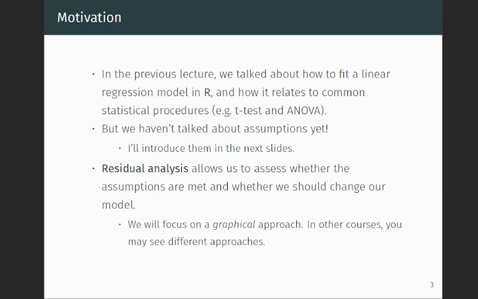In this course, we'll focus on a graphical approach to residual analysis. In other courses you may see different approaches. You may see approaches based on hypothesis testing. But in this class we'll mostly make graphs, and we'll focus on those graphs.